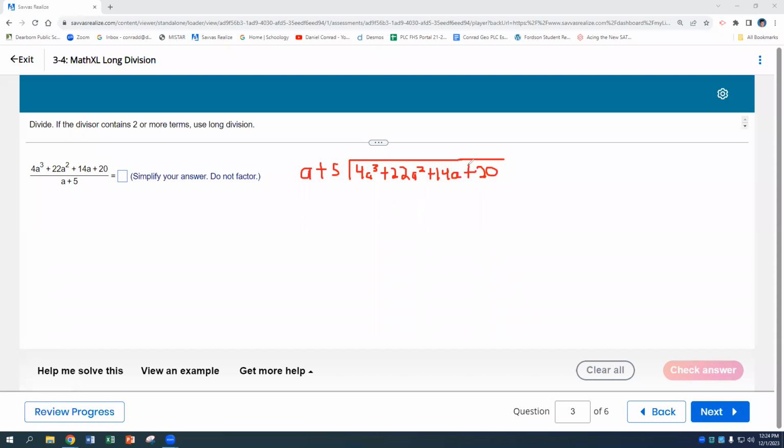Okay. What times a is going to give us 4a to the third? That's going to be 4a squared. Right? 4a squared times a gives us 4a to the third. 4a squared times 5 is going to give us 20a squared. Okay, we're subtracting, so we got to change the sign. So minus, and then 22a squared minus 20a squared is going to be 2a squared. We're going to bring down 14a and 20. So plus, and then plus 20.